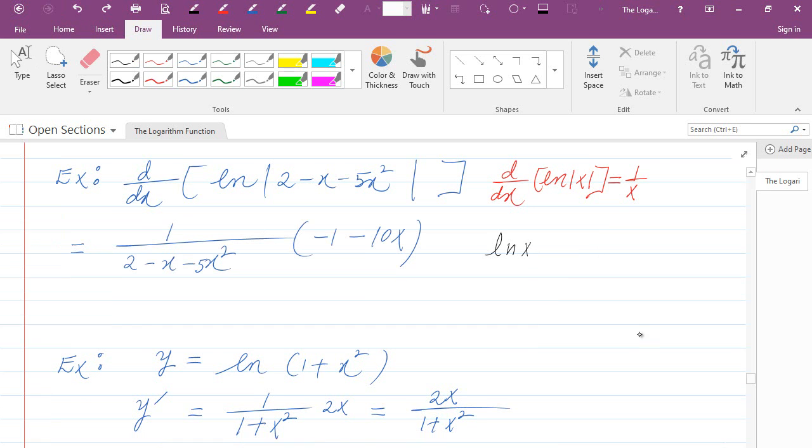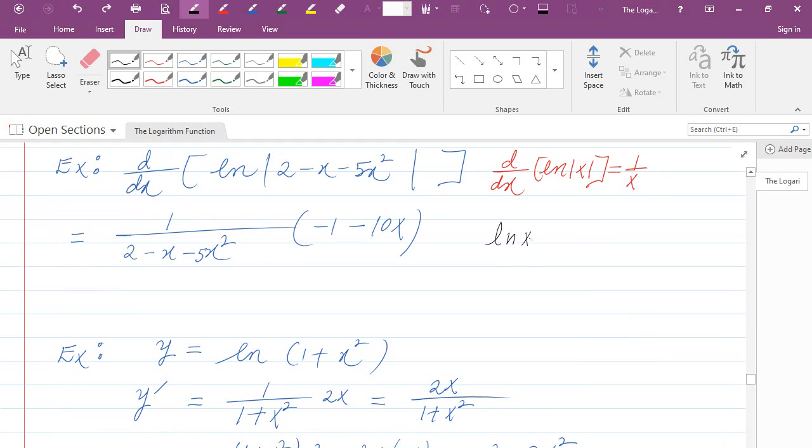All right, so this is the ln of absolute x and 2 minus x minus 5x squared. So the function that we have is the composition of these two functions. So this being the inside, this is the outside, and the derivative of the outside is 1 over x, but then you replace x by the inside, which is what you get here, and then you multiply by the derivative of the inside, which is negative 1 minus 10x.